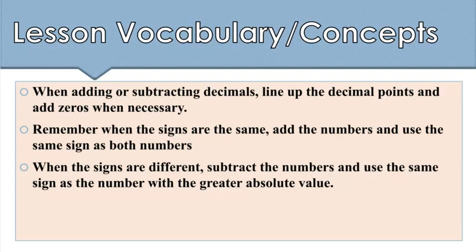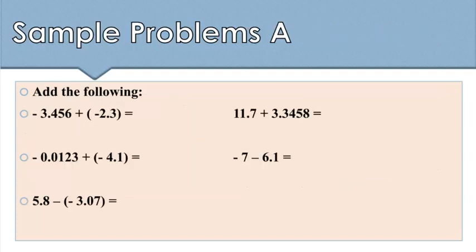When it comes to adding positive and negative numbers, if the signs are the same, add the numbers together and use the same sign as both numbers. When the signs are different, then subtract the numbers and use the same sign as the number with the greater absolute value. So let's take a look at some examples.